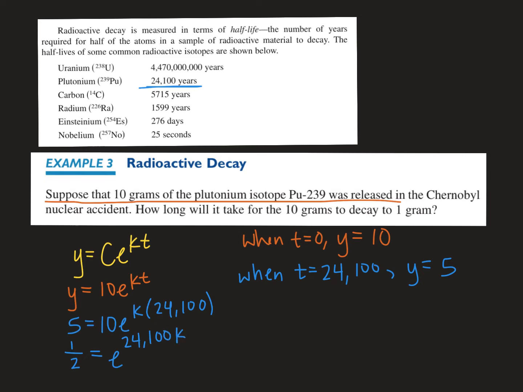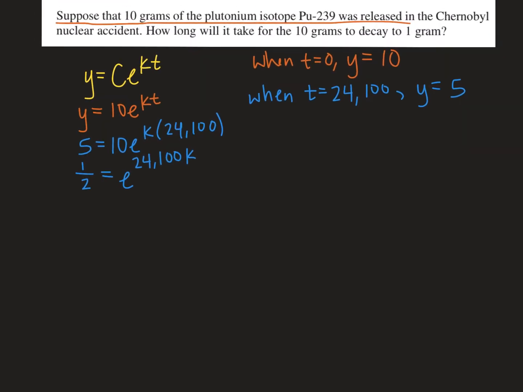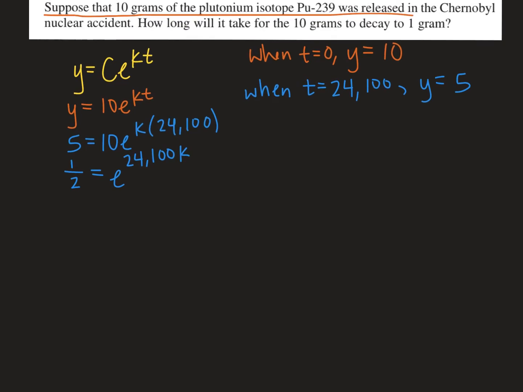Now from here, I'm just going to solve in the same way that I have been solving our exponential equations. We're going to take the natural log of both sides. Again, we do this so we can use that power property of logs to bring that exponent out in front. So the natural log of 1/2 or 0.5, however you want to write it, equals 24,100 k times the natural log of e, which is just 1. Then in your calculator, you're going to do the natural log of 0.5 divided by 24,100 to get your k value.